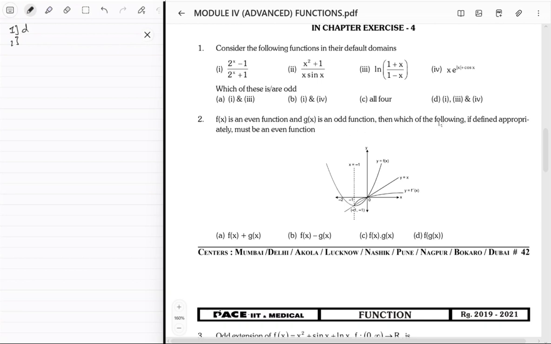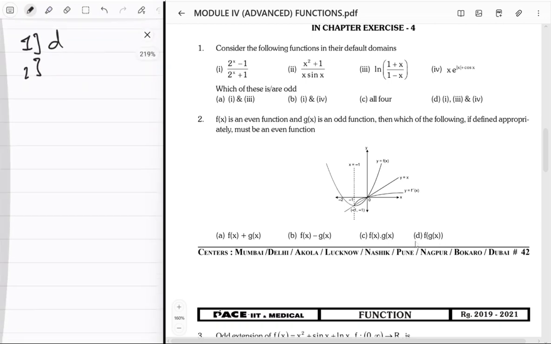Which of the following must be an even function if defined appropriately? So f of x plus g of x should not necessarily be an even function. No, that's just not correct. No, it cannot be an even function. This is odd, of course. So g of x is an odd function and f is an even function. So g of negative x is going to be negative g of x, but f of negative g of x is just f of g of x. So it's the same thing. So d must necessarily be an even function. Next question.